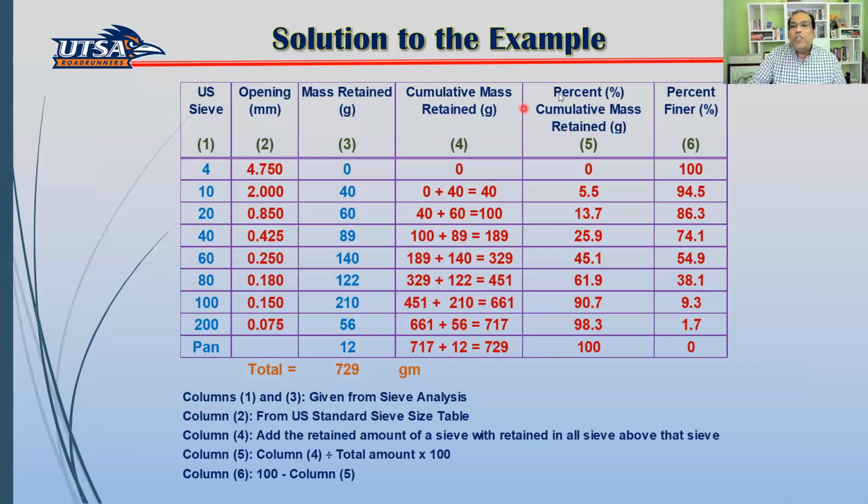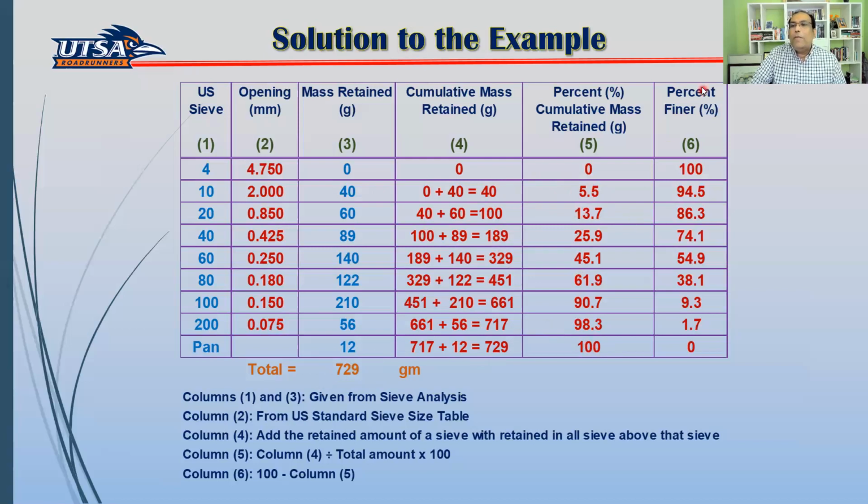Now, the percent cumulative mass. I'm just going to express this in terms of percentage of the total. That's 40 divided by 729 times 100, which is 5.5. Then 100 divided by 729 times 100 is 13.7. You have to calculate it all the way down, and finally, in the pan, it must be 100%.